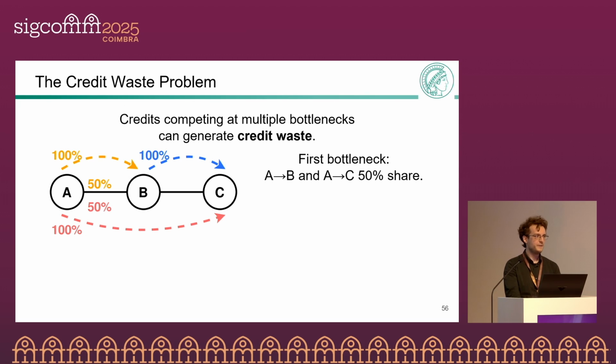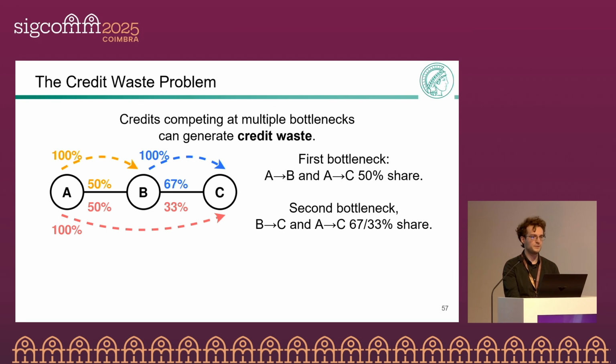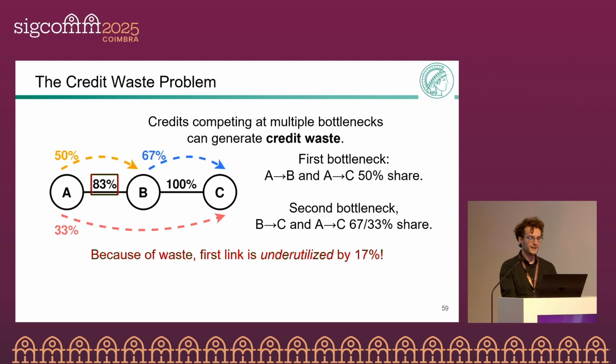Then the remaining 50% of the A to C flow will compete with 100% of the B to C flow, resulting in a 67 to 33% share. And pushing fairness aside, we have just generated credit waste. If we look at the resulting allocated bandwidth end-to-end, we will see that we were only able to allocate 50 plus 33% worth of bandwidth for the first link, which makes it underutilized by 17%.